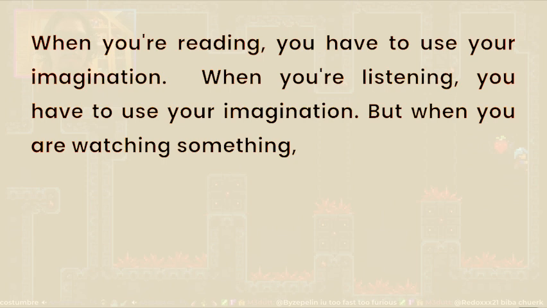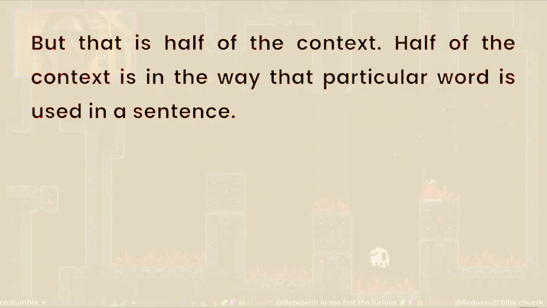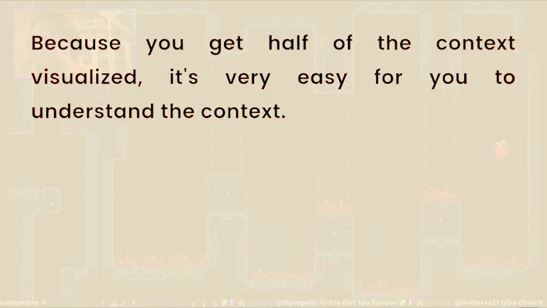If you're watching something in English, understanding context becomes very easy because everything is visualized for you. When you're reading, you have to use your imagination. When you're listening, you have to use your imagination. But when you are watching something, you have the people acting out things for you. You can see the setting. You can see the people. You can see the context. Context is visualized. But that is half of the context. Half of the context is in the way that particular word is used in a sentence. Because you get half of the context visualized, it's very easy for you to understand the context.